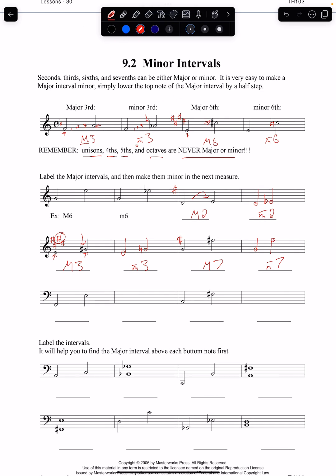Okay, so this week you will just have some minor intervals intermixed with your major intervals. So you use the key signature to figure out if that is a major or a minor second, third, sixth, or seventh. Perfect intervals will remain the same for another week.